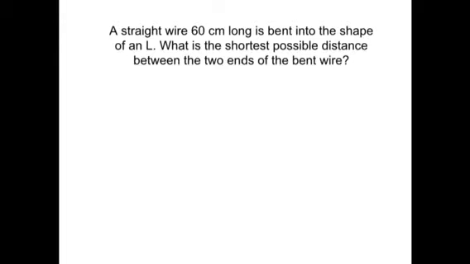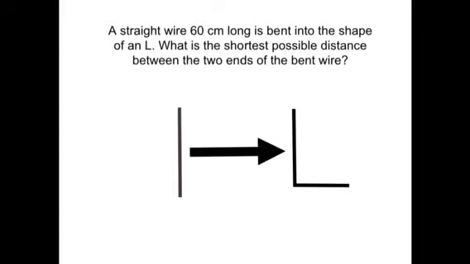This is a problem that you will find yourself facing every single day. A straight wire 60 centimeters long is bent into the shape of an L. What is the shortest possible distance between the two ends of the bent wire? That's right, folks. You guessed it. We're turning this straight wire into an L, a capital L.